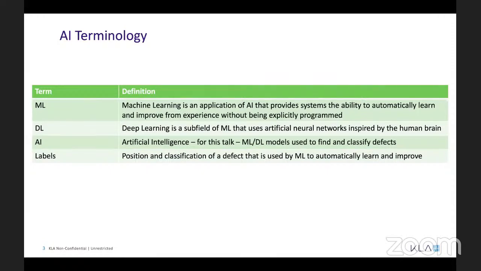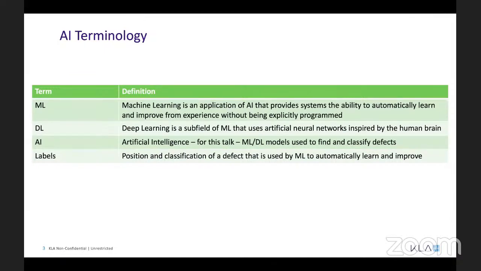So if you have a bunch of pictures of cats and dogs and you label them as cats and dogs, you can train the computer or the model how to identify a picture with a cat and a picture with a dog. Deep learning is really just a subfield of that, and that's really taken off in the last couple of decades with artificial neural networks.